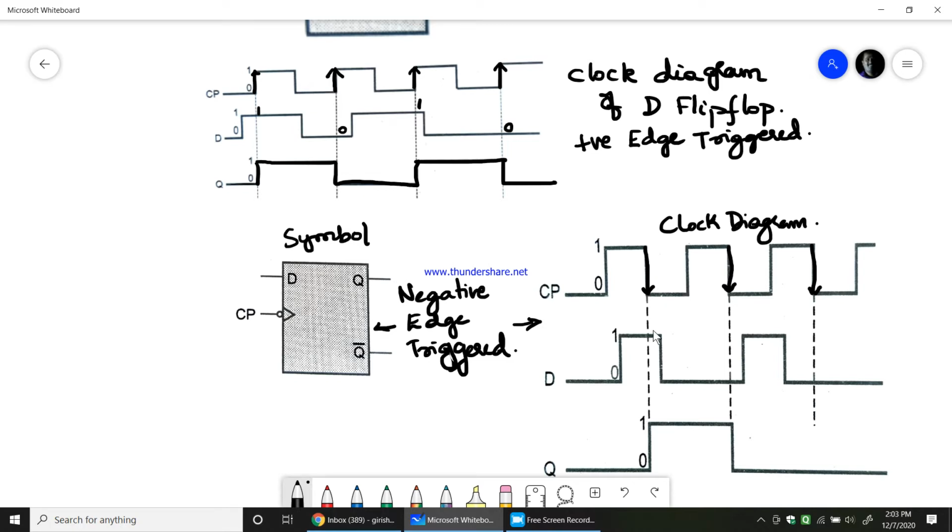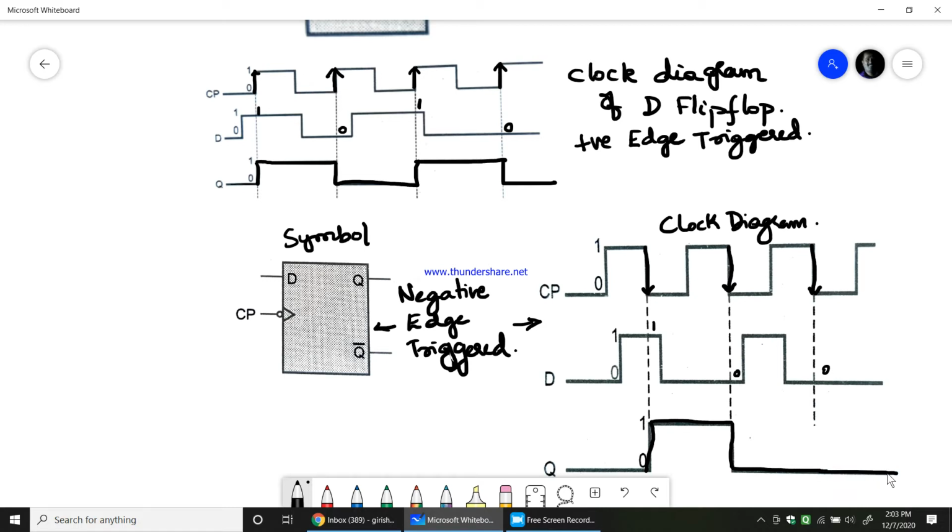Coming to the negative edge triggered clock pulse, this is the negative edge triggered clock pulse. What you can see at the first negative edge clock pulse, D was 1, therefore the output is 1 now. Until then, it will be 0. So it remains 1 until the next clock pulse arrives. At the next negative clock pulse D is 0, therefore it becomes 0 till the next clock pulse. At the next clock pulse again D is 0, therefore it remains 0 again.